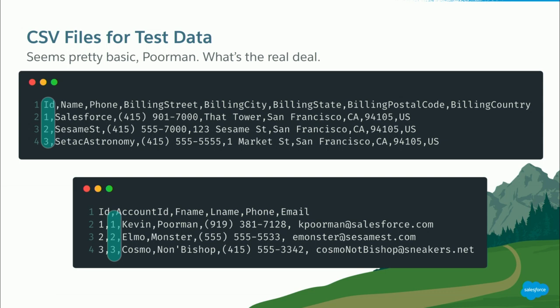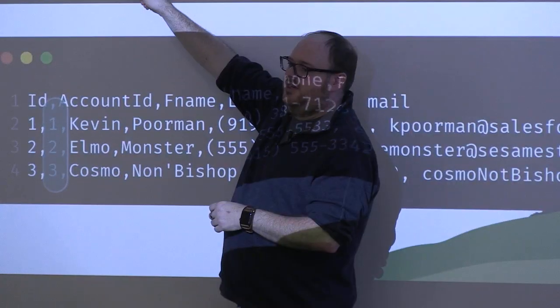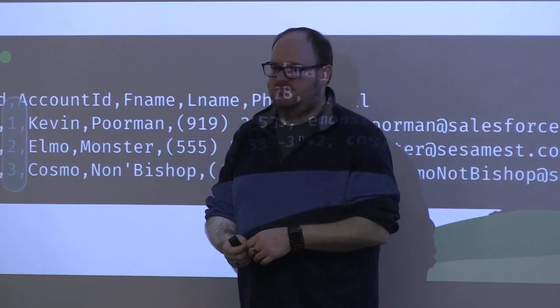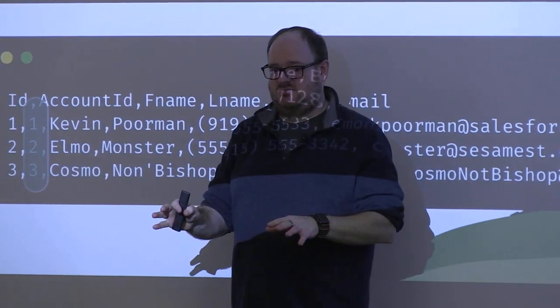Now in this case, we're going to provide an ID and an account ID. And so long as the account ID in this column matches something that you've already loaded from a CSV, that relationship is established in the database automatically. Or as I like to say, automagically.